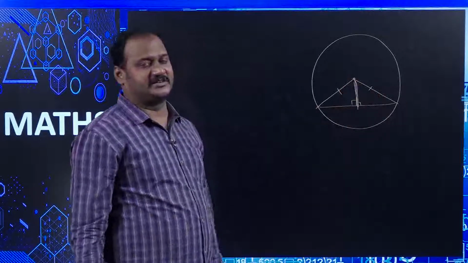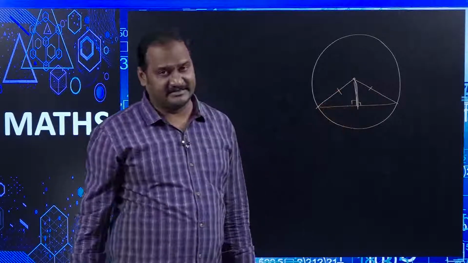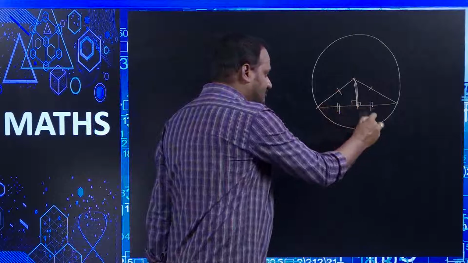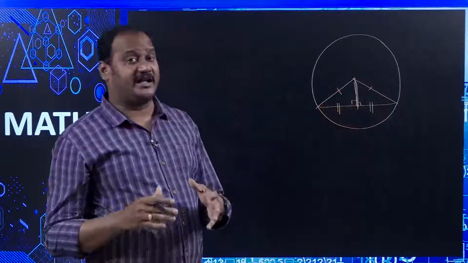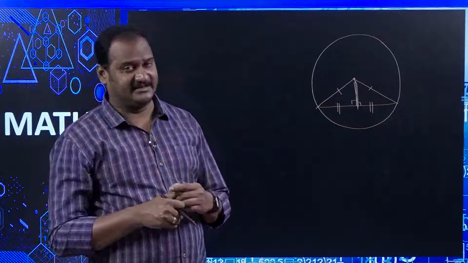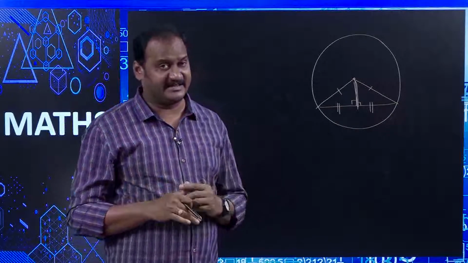Therefore, those two triangles are congruent by RHS congruence. Therefore, by CPCT, this part is equal to this part. So, what does it mean? If you draw any perpendicular to a chord from the center, then it bisects the chord.